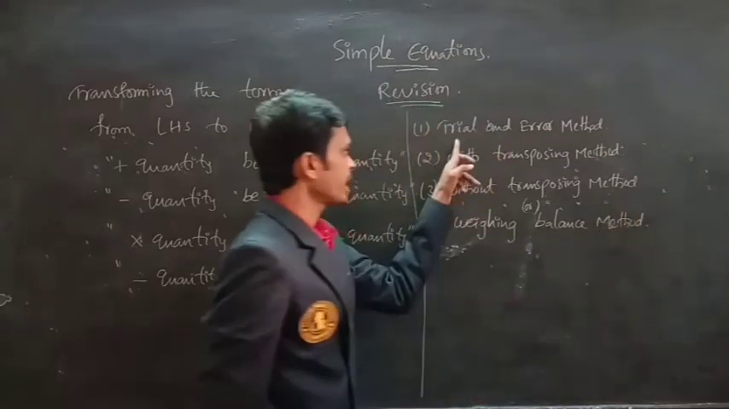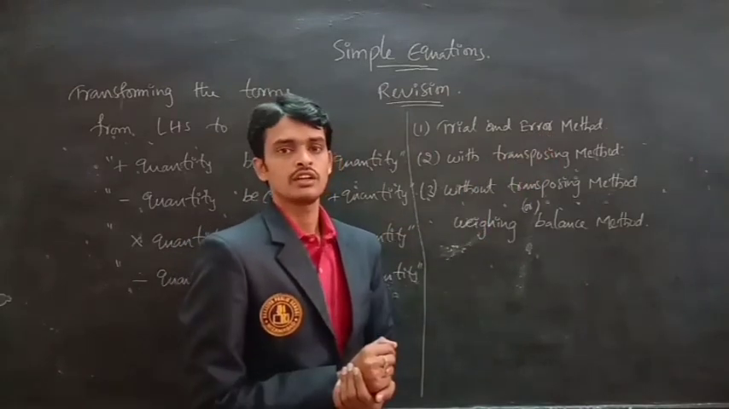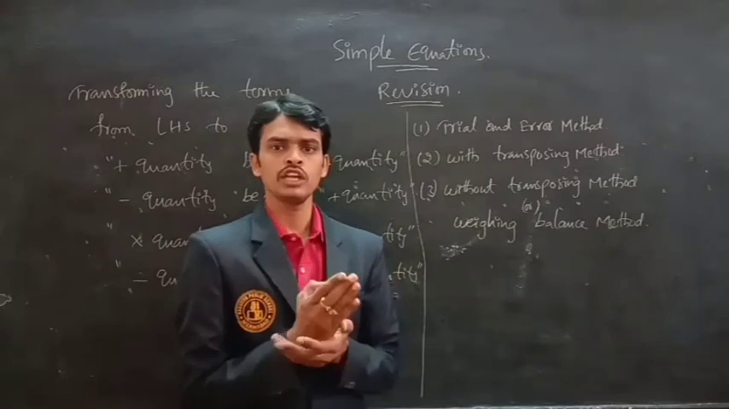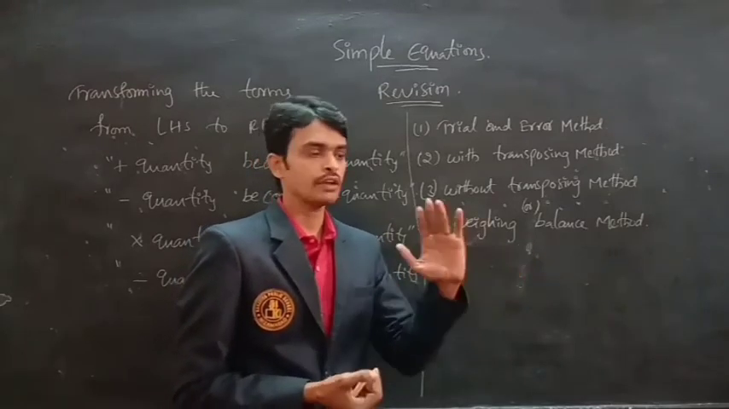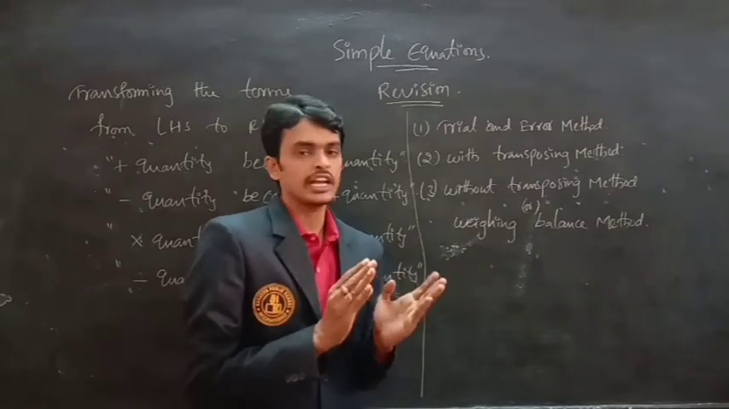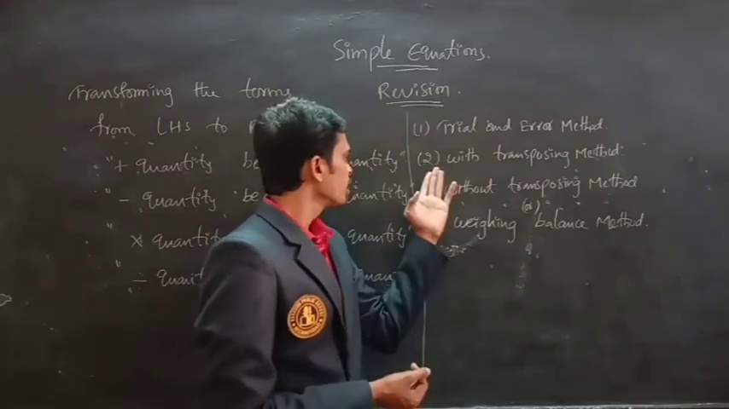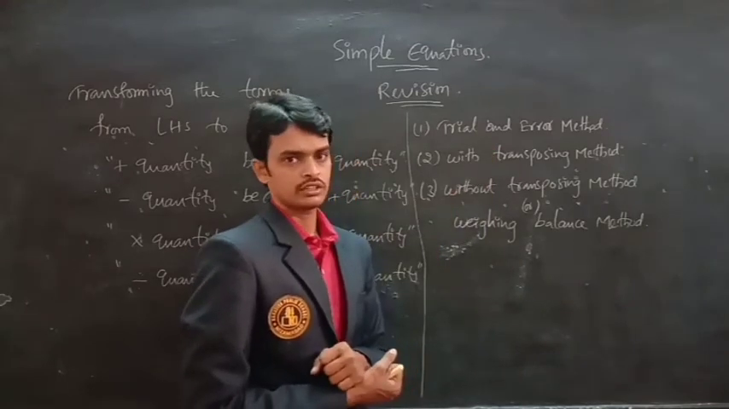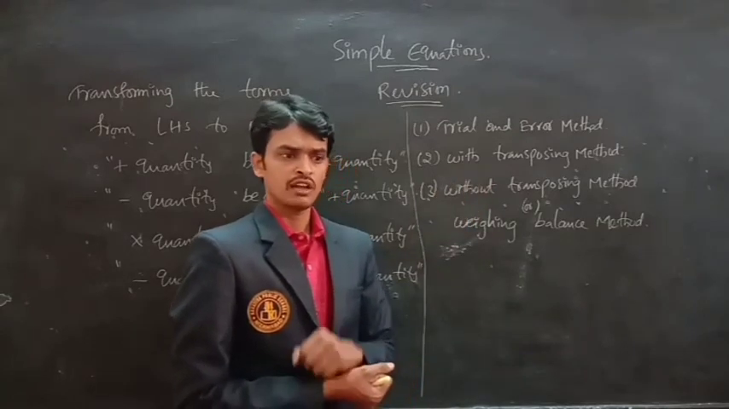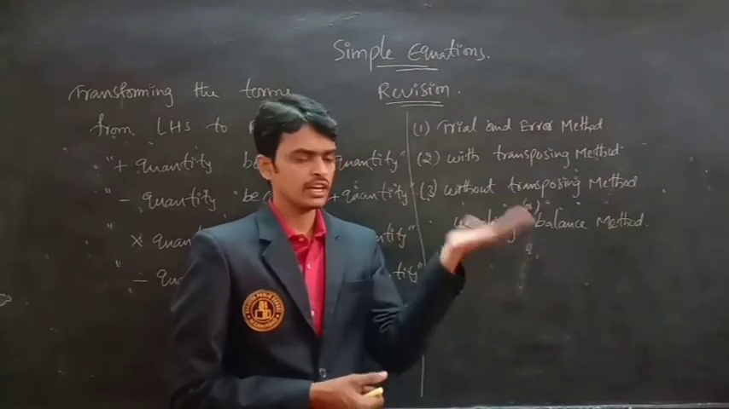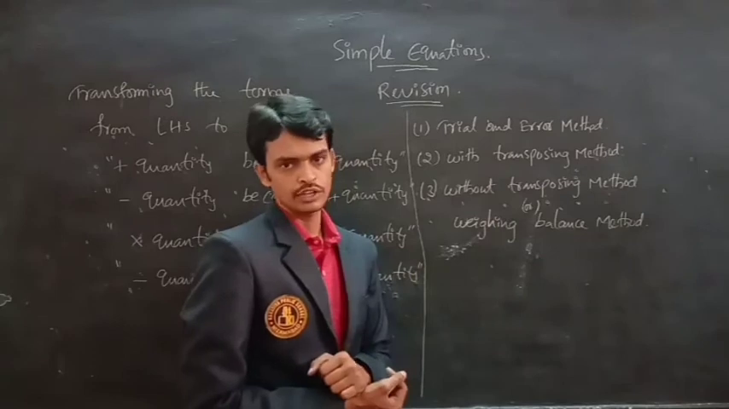In the trial and error method, we should take values. Instead of the variable, we have to substitute values like 1, 2, 3, and try to find out whether LHS and RHS are equal or not. Now with the transposing method, we have to transpose the variables and constants from LHS to RHS, RHS to LHS to simplify the simple equation.